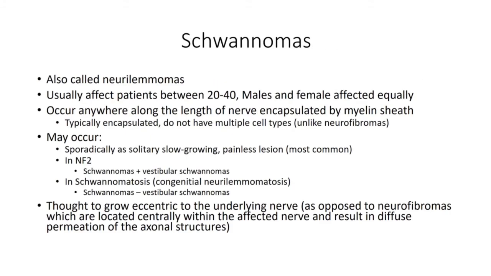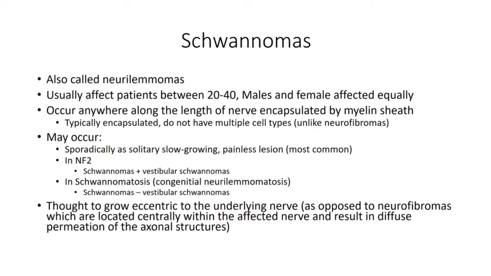So schwannomas can also be called neurilemomas. They usually affect patients between their 20s and 40s. There's no predilection for sex. It can happen in males or females, and they can occur anywhere where there is a myelin sheath. So this can be at the roots coming out of the spinal canal all the way down to the target organ. And so it can happen anywhere in the body.